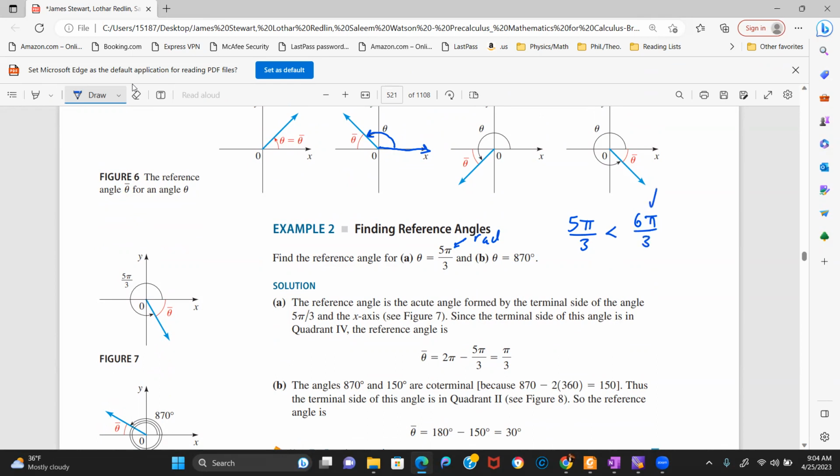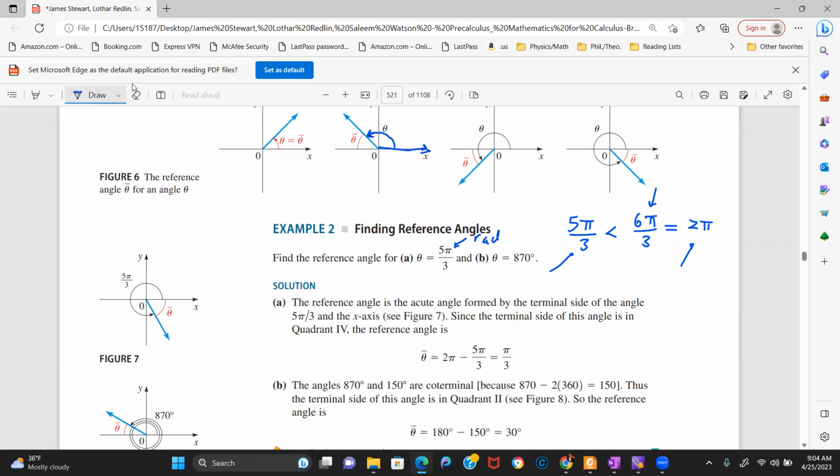Because this fraction right here is going to be bigger, because you just increase the numerator by 1. But 6 pi over 3 is 2 pi. So what this says is that when you rotate 5 pi over 3, it shouldn't quite rotate through the whole circle. You shouldn't quite rotate 360 degrees or 2 pi. So that's why you're going to be a little bit less, and that's why you end up in the fourth quadrant.